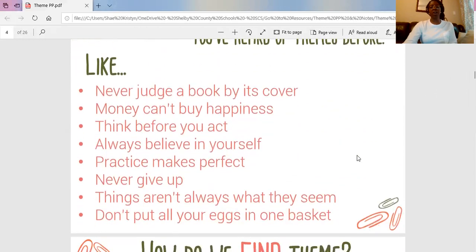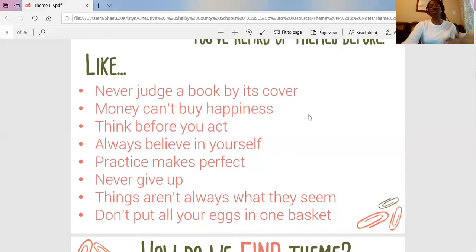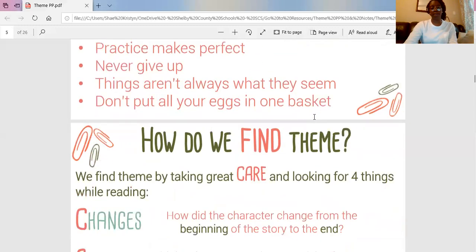So some themes that you have heard of before maybe are never judge a book by its cover, think before you act. I'm not going to read all of these, but we've seen and talked about theme before, and these are just some ideas to give you what we're looking for when we speak about theme. The thing to notice is that not once do you see a specific person's name. Think about anything that you notice or wonder about the different types of themes that I'm looking at.